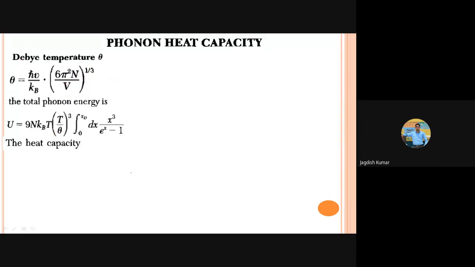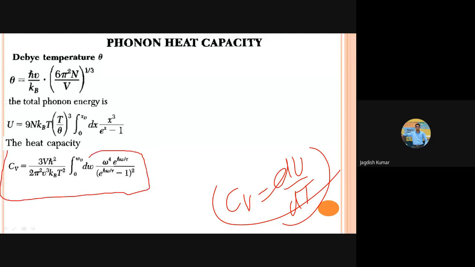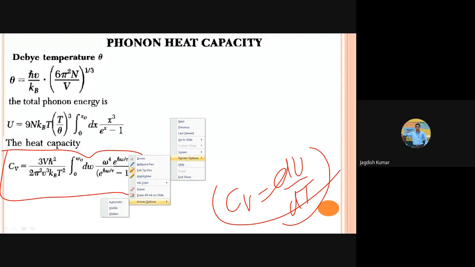Once we know the total phonon energy, we can find the heat capacity by taking the derivative. So CV will be dU over dT, and that's what they have done. The derivative part, how to take the derivative of the Bose-Einstein distribution function with respect to temperature, we did in the previous class. So I am skipping this part because you have already done it.